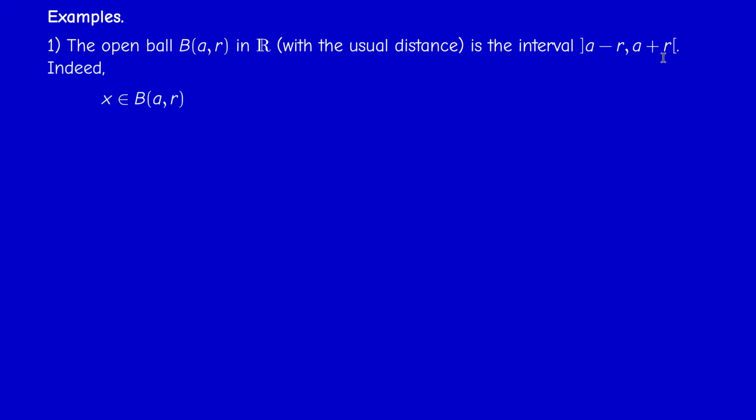Why is this true? Because x belongs to this ball by definition if the distance from x to a, the center, is less than r strictly, but the usual distance is just the absolute value. And now the absolute value is just x minus a or a minus x. So saying that the absolute value is less than r means that what is inside is between minus r and r. So when I add a, I get that x is between a minus r and a plus r, and therefore we get that B(a,r) is just the interval (a minus r, a plus r).